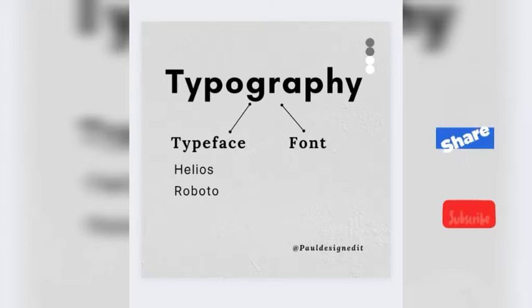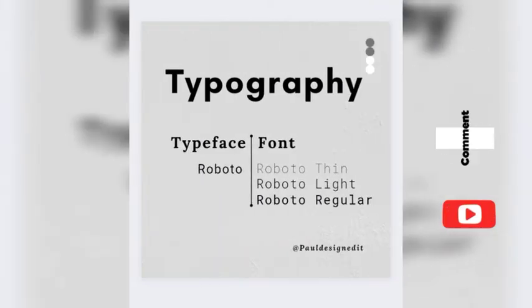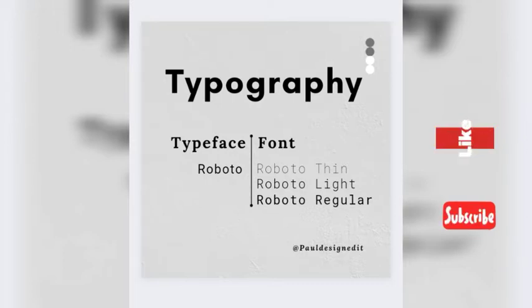Let's move to the next slide so you understand better. Looking at this slide, you can see the typeface here is Roboto, and the fonts are Roboto Thin, Roboto Light, Roboto Regular. Let me break it down. A typeface is the family. Say you come to Mr. Paul's family. That's the typeface. But when you are looking for Paul in particular, not any other member of my family, when you single me out, now I stand as a font. So that's the difference between a typeface and a font. The typeface is the general, while the font is that particular one you seek.